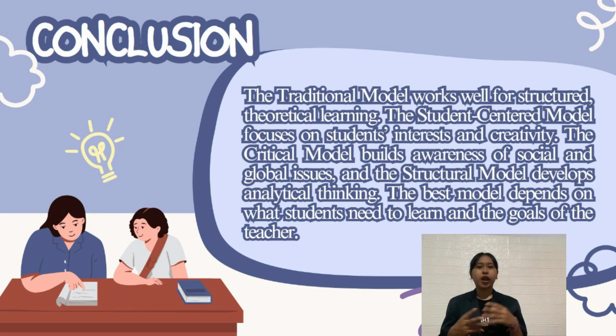Each curriculum model has good and bad points. The traditional model is great for learning facts and theories in an organized way. The student-centered model helps students explore their own interests and be creative. The critical model teaches students about important social and global issues. And the structural model helps students think clearly and solve problems. The best model depends on what students need to learn and what the teacher wants to achieve.